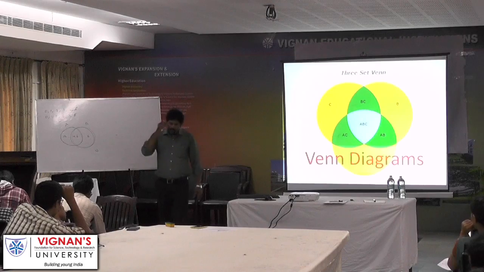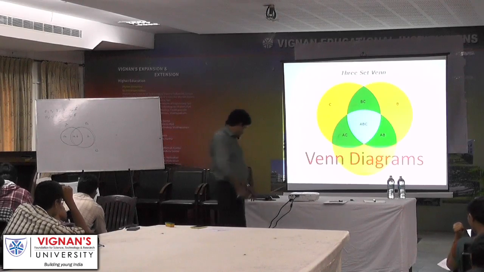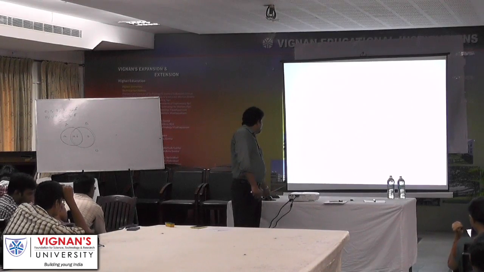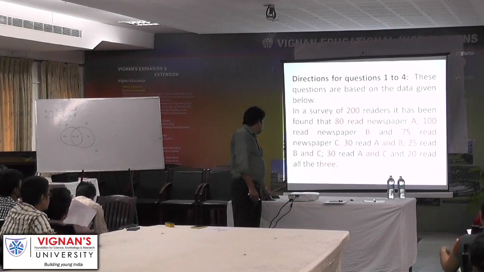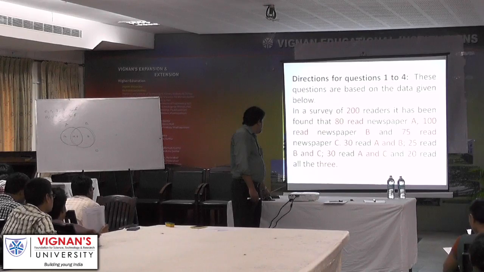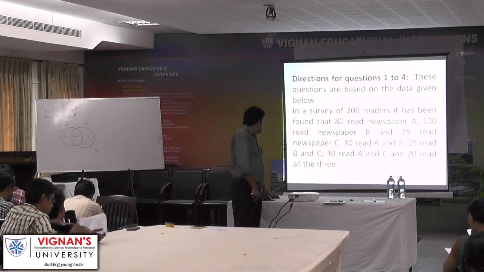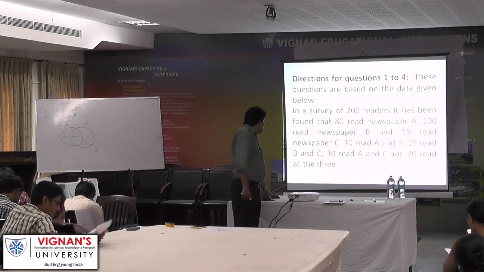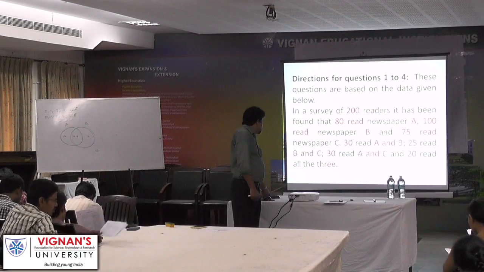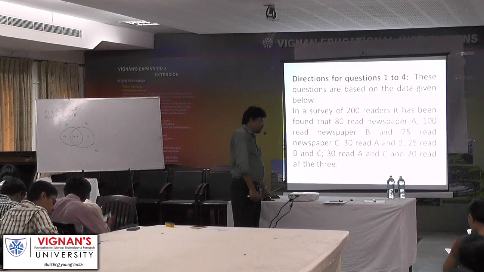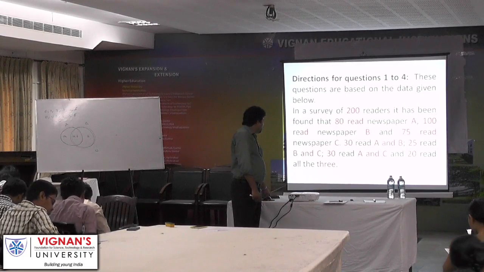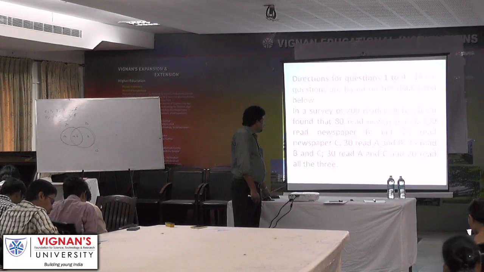Now let us try to solve a few problems so that you will understand. What is question number 1 there? 1 to 4. In a survey of 200 readers, it has been found that 80 read newspaper A, 100 read newspaper B, 75 newspaper C, 30 read A and B, 25 read B and C, 30 read A and C, and 20 read all the 3. Now from this information, see how to draw a Venn diagram.